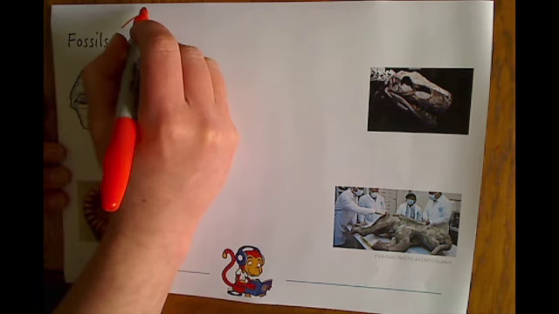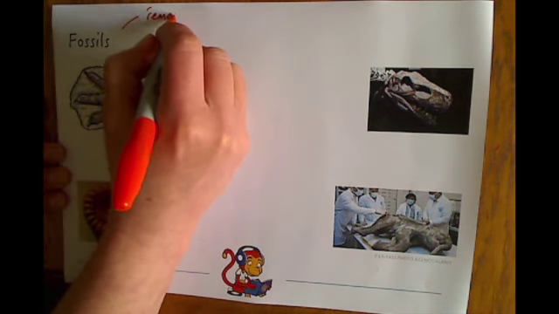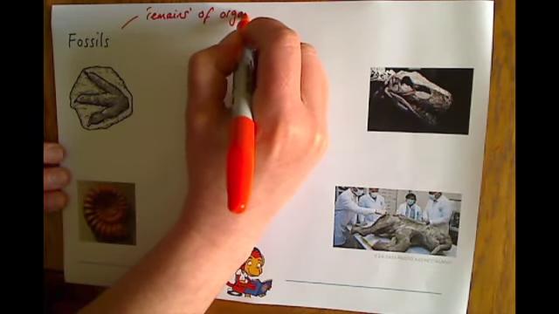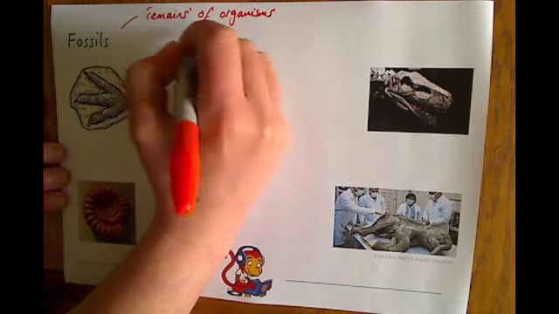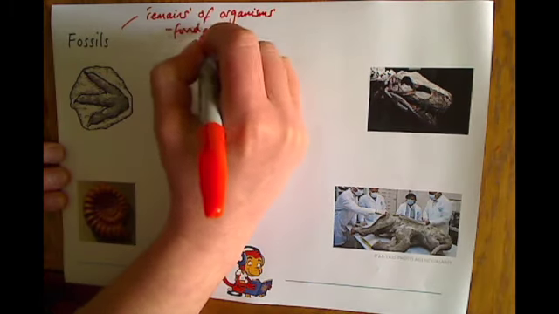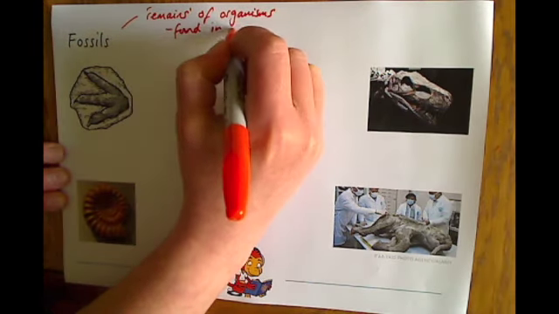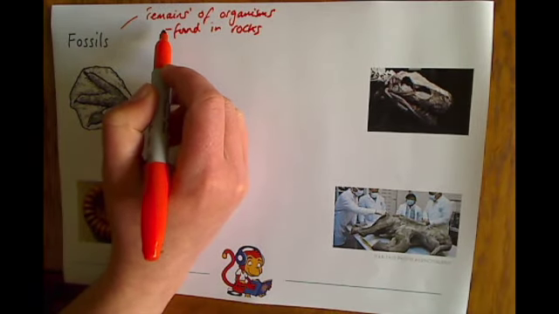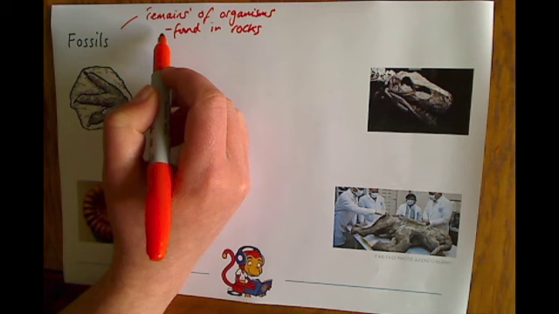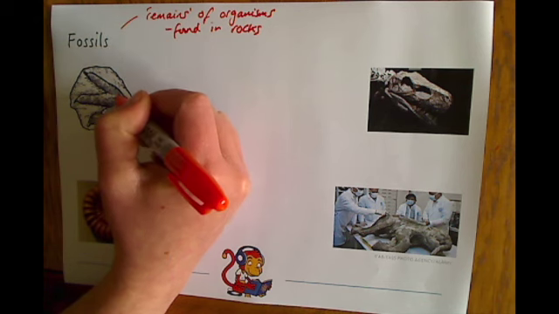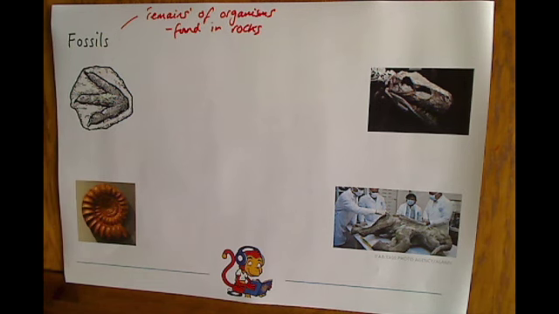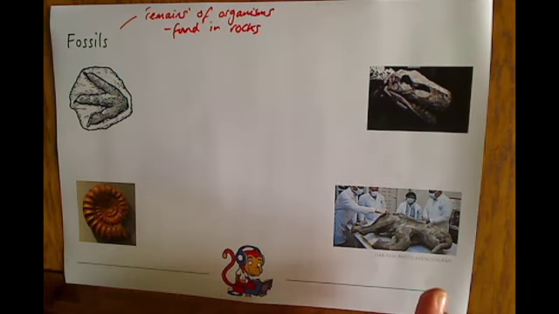Fossils we can term as the remains of organisms which are found in rocks. Now, I use the word remains quite loosely because sometimes it's physical remains or sometimes it's something like a footprint, which is evidence that that animal actually existed. Now there are several different types of fossils.